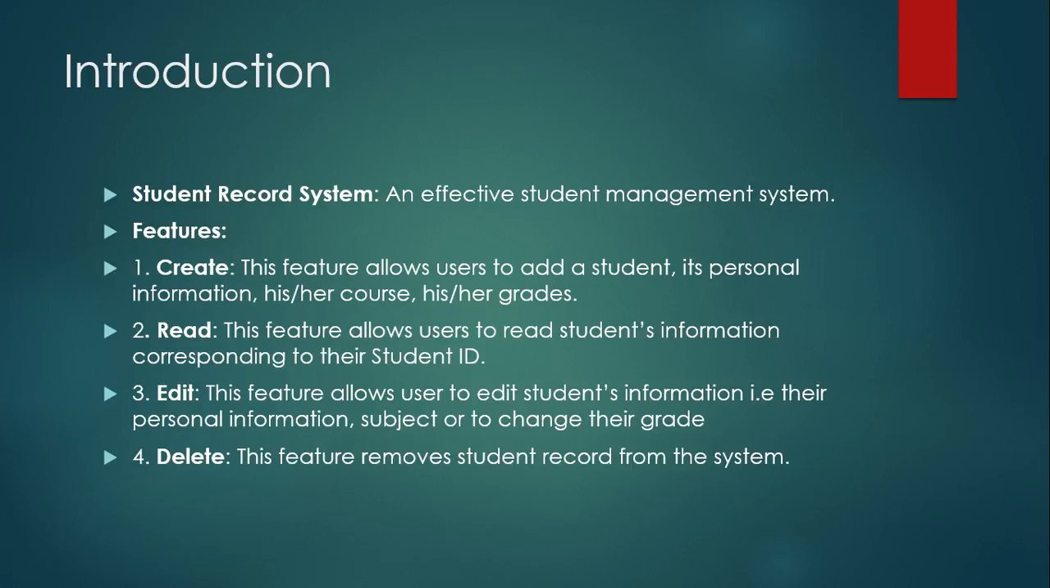Student Record System is an effective student management system. Some of its features are as listed below. Number 1, create. This feature allows users to add a student, their personal information, their course, or their grades. Number 2, read. This feature allows users to read students' information corresponding to their student ID.